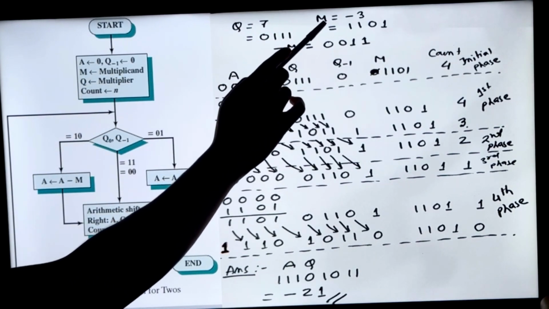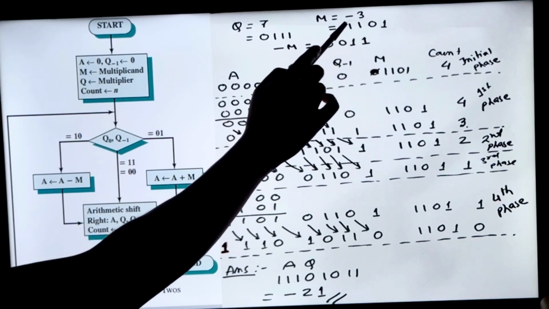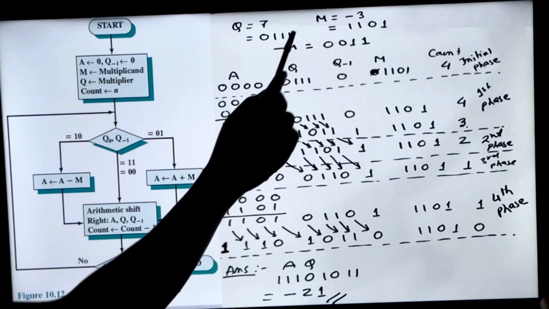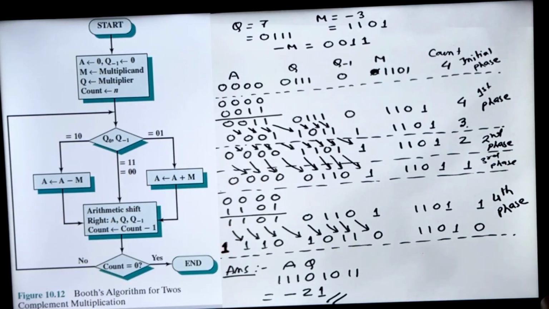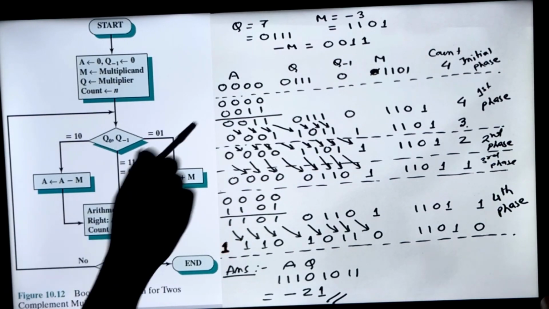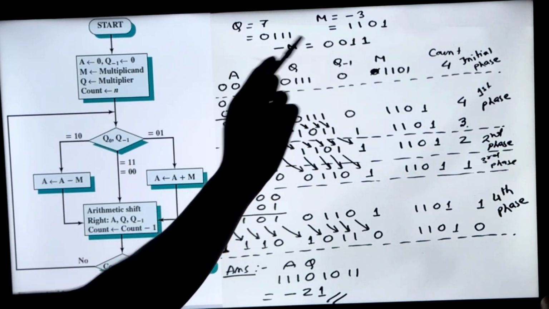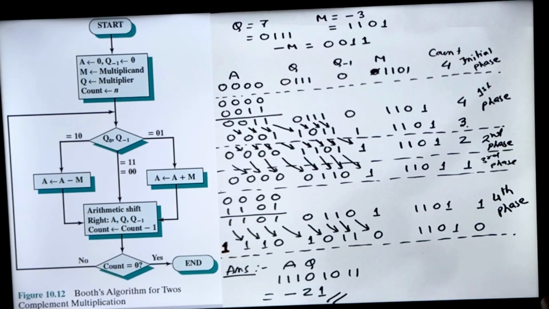Whatever multiplicand you have taken, whatever it is, 1 1 0 1, this is m. I need -m also. So somewhere you note it -m in the answer script or wherever. You just note it -m. We need it in future. Fine. Now we'll start the algorithm.